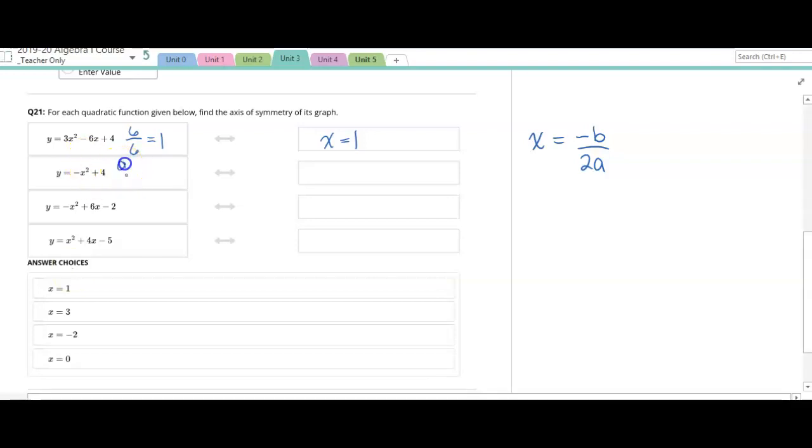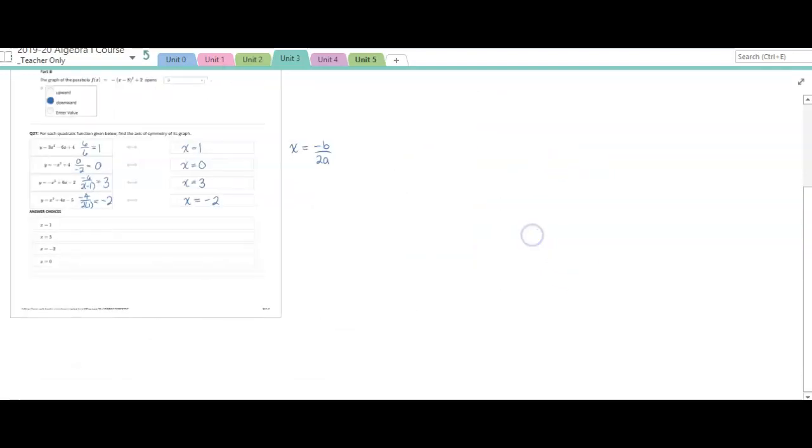Negative b over 2a is 0. X equals 0. Negative b over 2a gives me 3. X equals 3. Negative b over 2a is negative 2. X equals negative 2 is the axis of symmetry of that graph.